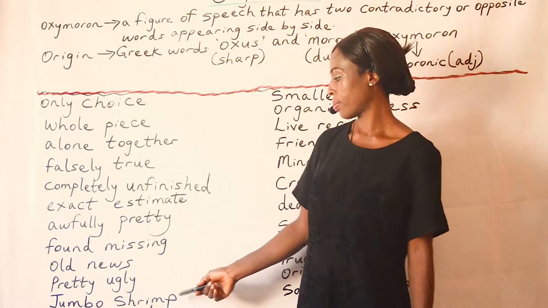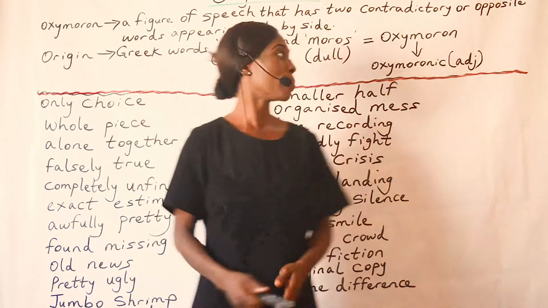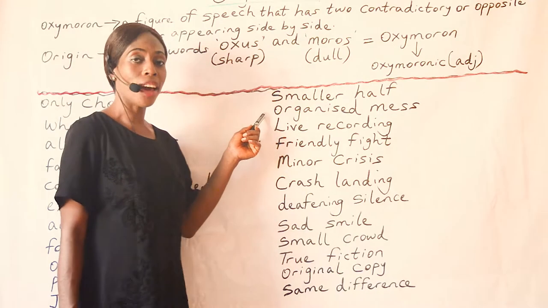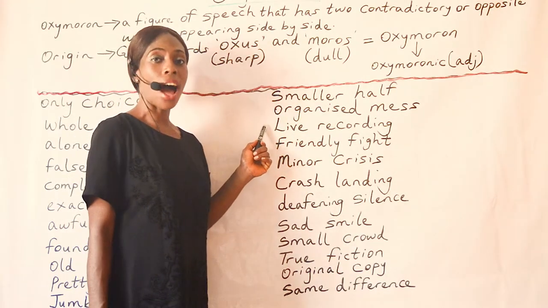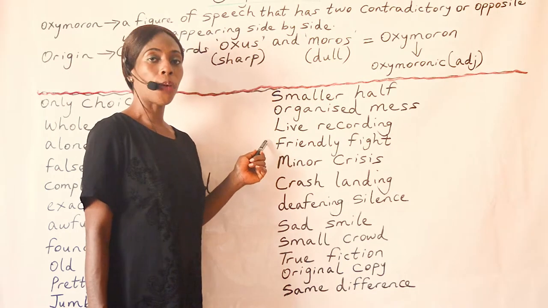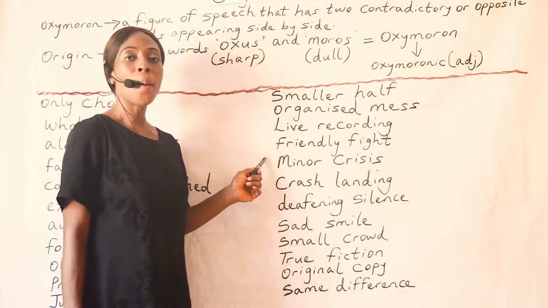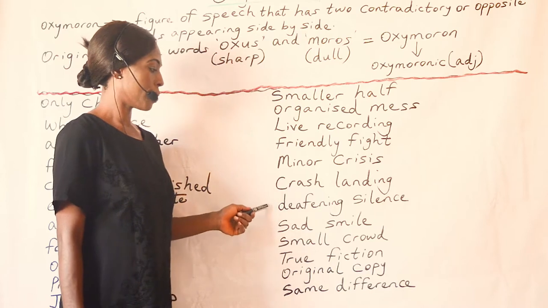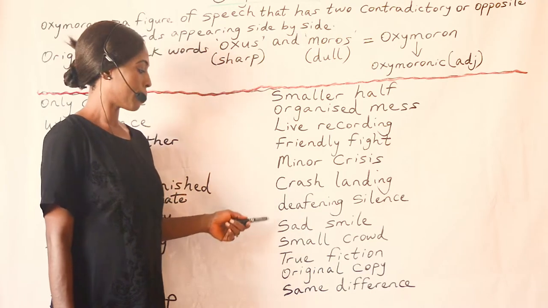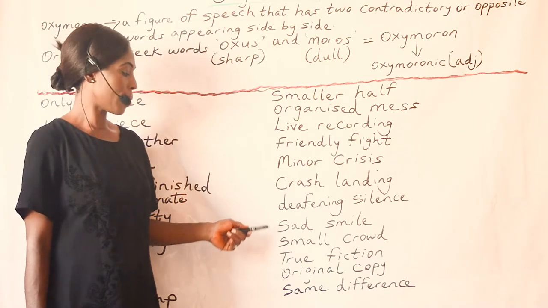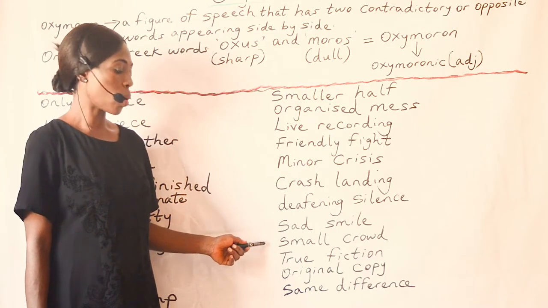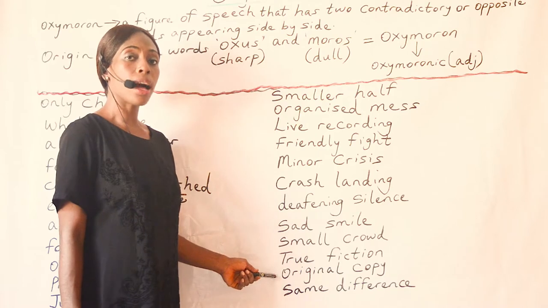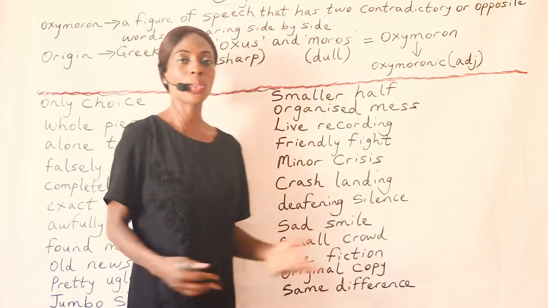Jumbo shrimp. Terribly good. Smaller half. Organized mess. Live recording. Friendly fight. Minor crisis. Crash landing. Deafening silence. Sad smile. Small crowd. True fiction. Original copy. And same difference.